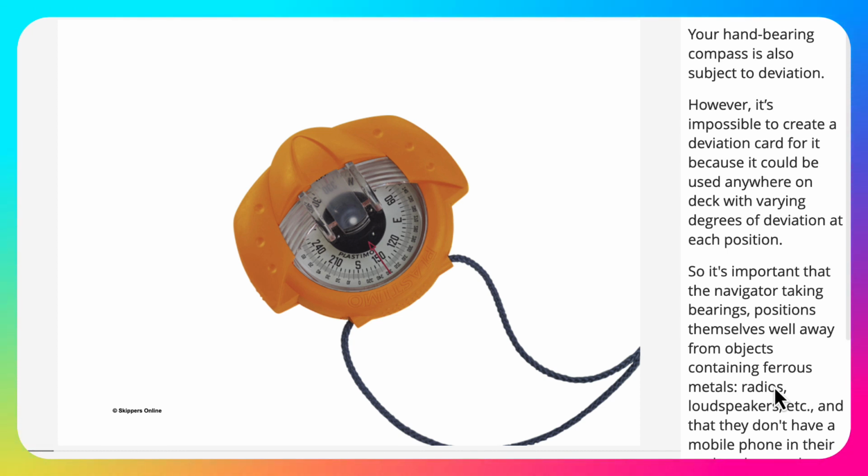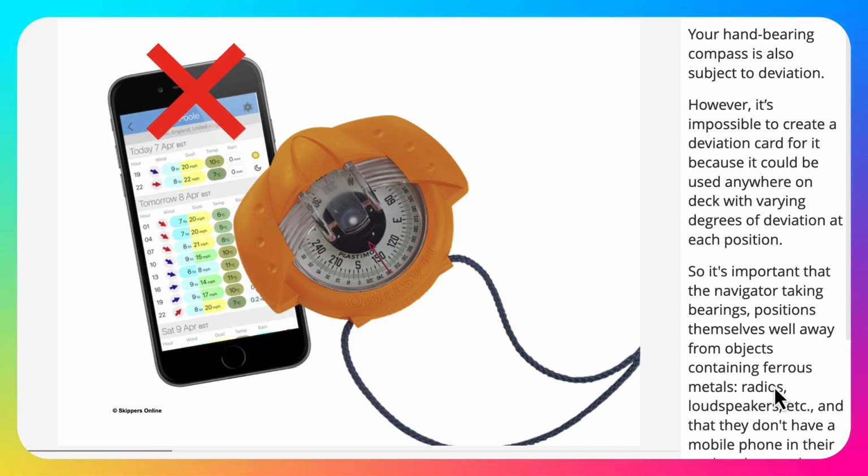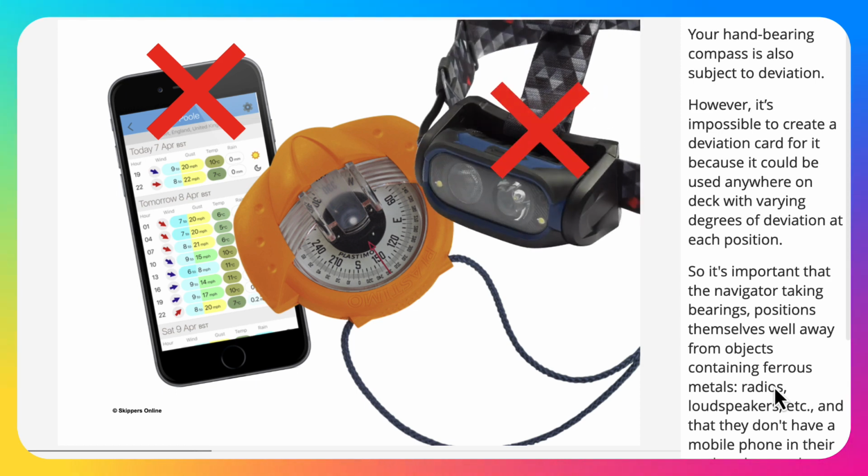Your hand-bearing compass is also subject to deviation. However, it's impossible to create a deviation card for it because it could be used anywhere on deck, with varying degrees of deviation at each position. So it's important that the navigator taking bearings positions themselves well away from objects containing ferrous metals, radios, loudspeakers, etc., and that they don't have a mobile phone in their pocket close to the hand-bearing compass. Another common mistake when sailing at night is to be shining your head torch down into the compass. The close proximity of the torch's batteries will affect the compass.